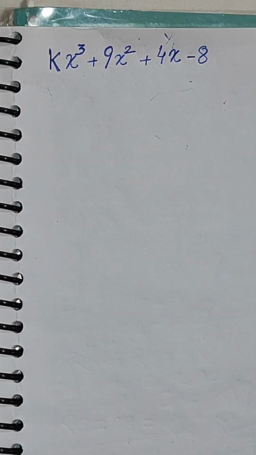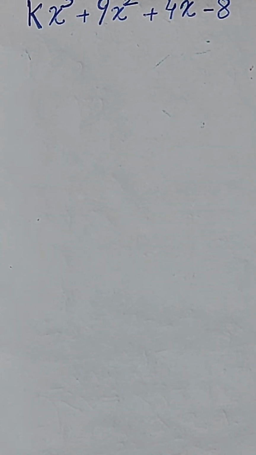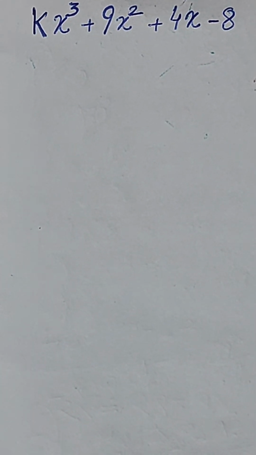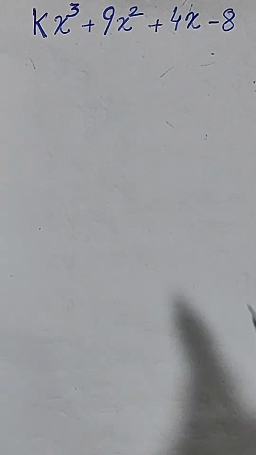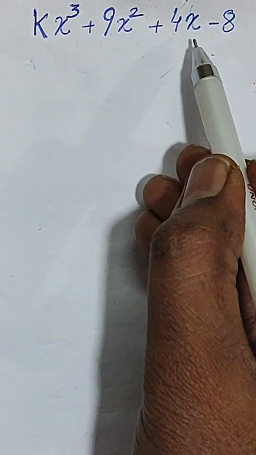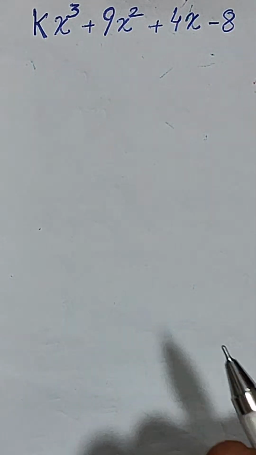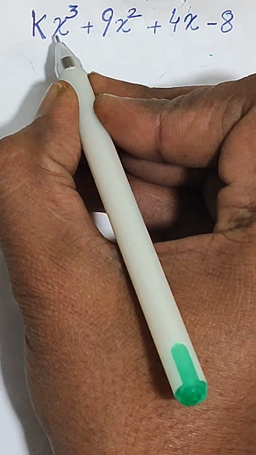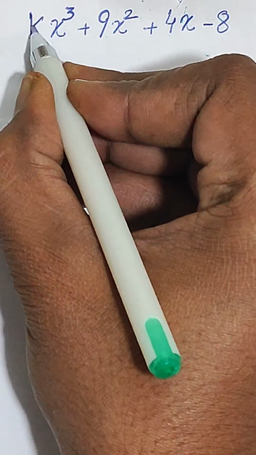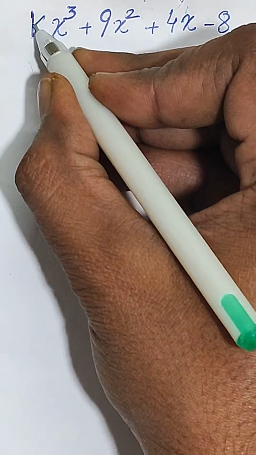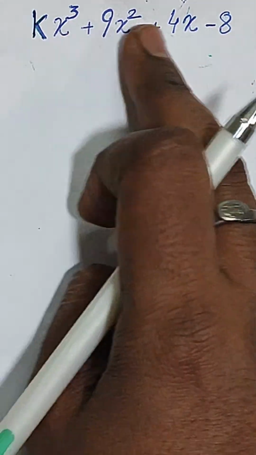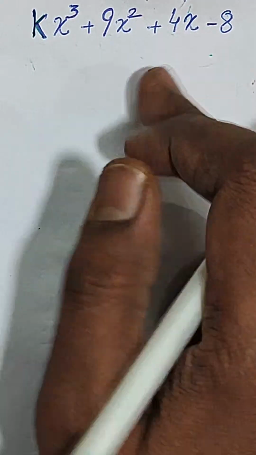Mathematics. Today we have taken one question from polynomials, where an algebraic expression is given to you, equal to kx cube plus 9x square plus 4x minus 8, right? If this is the expression and you can see the variable k over here, the data given in the question is that this is divided by x plus 3.